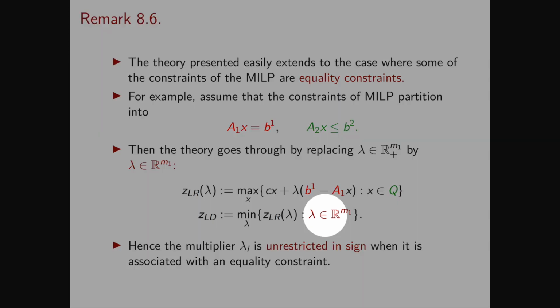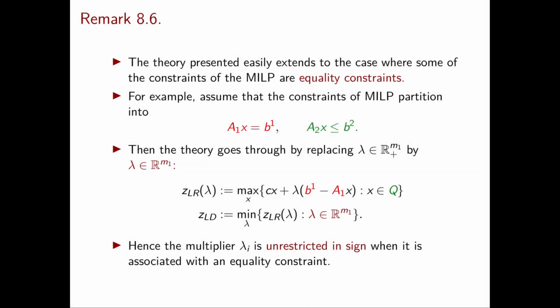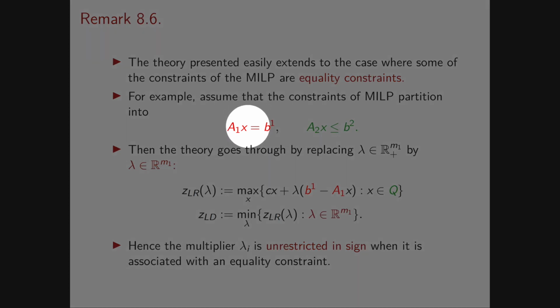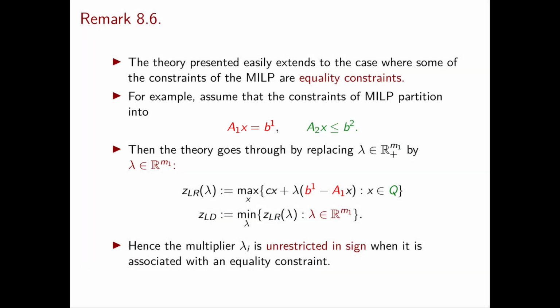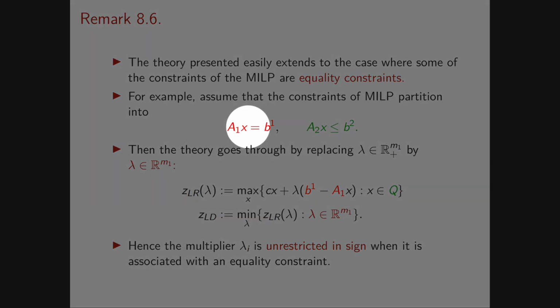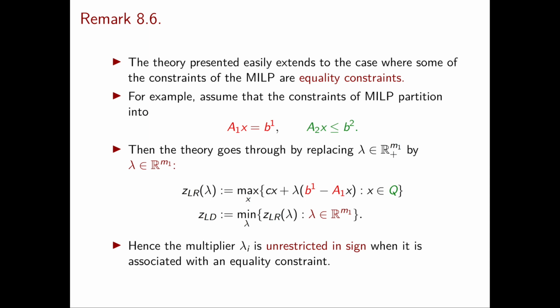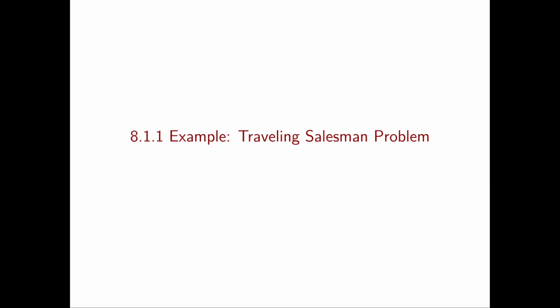More generally, you could of course have some inequalities of the form less than or equal to in here and some equality constraints. In this setting, as you can imagine, you will have that the lambdas corresponding to the inequality constraints will have to be greater than or equal to 0, and the ones corresponding to the equality constraints will be instead free. Now that we've clarified these different forms of Lagrangian duality, let's look at our example. So let's focus on the traveling salesman problem.